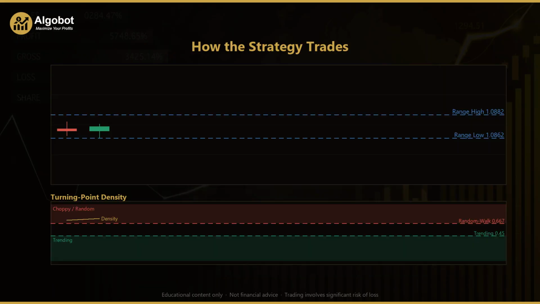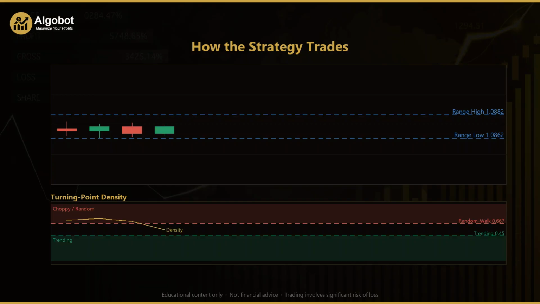Let's bring this to life on the chart. In the lower panel, you can see the turning point density, our custom oscillator. It has two reference lines, the random walk baseline near 0.667 in red and the trending threshold at 0.45 in green. When the gold density line sits high, near or above the baseline, the market is choppy. When it drops into the green zone below the threshold, the market is trending smoothly.